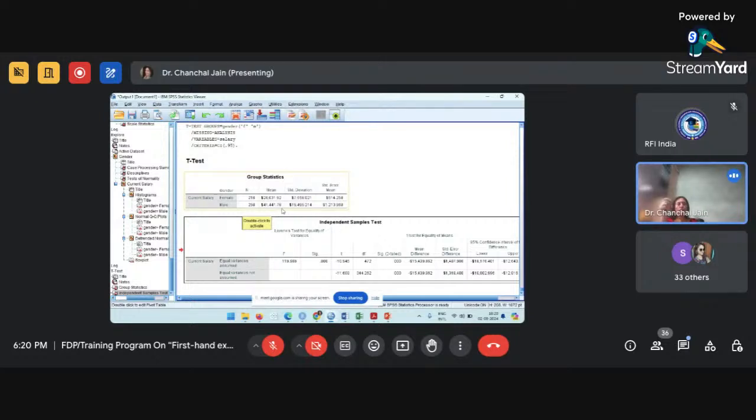So if you want, you can use your calculator also. Using that, you can take the difference. This will be this difference only, right? So that way we can say that females are drawing less and males are drawing more mean salary in comparison to the females. Is it clear?